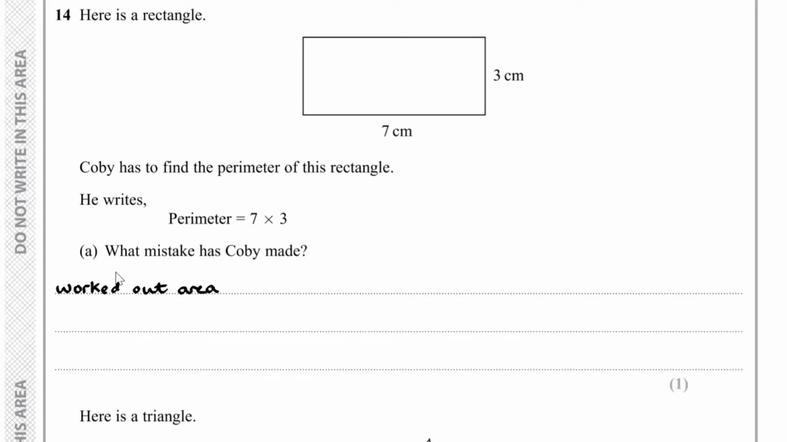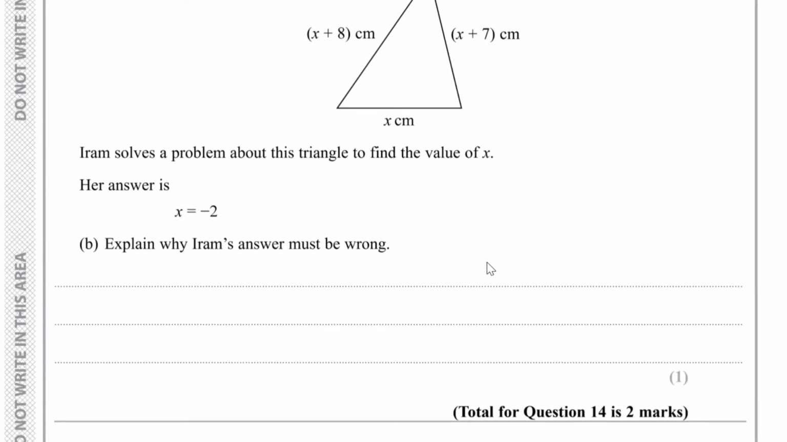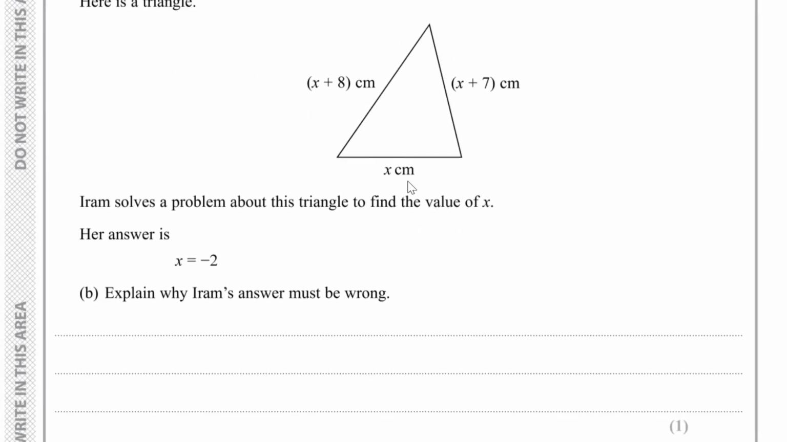Clearly, he's worked out the area by multiplying 7 by 3. And now for part B of the question, we've got a triangle over here. It has dimensions x centimeters, x plus 7 centimeters, and x plus 8 centimeters. Iram solves a problem about this triangle to find the value of x. Her answer is x equals minus 2. We have to explain why Iram's answer must be wrong.